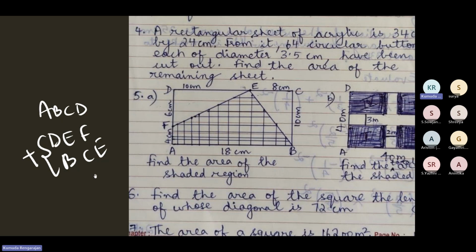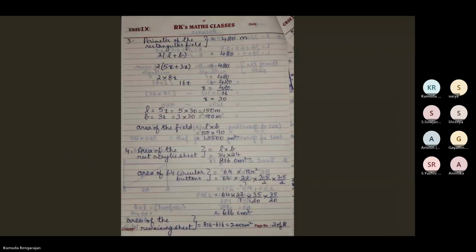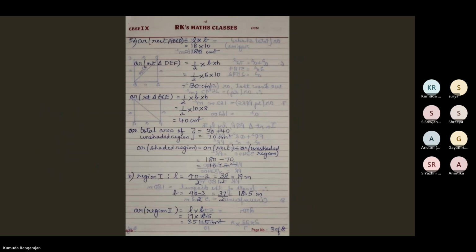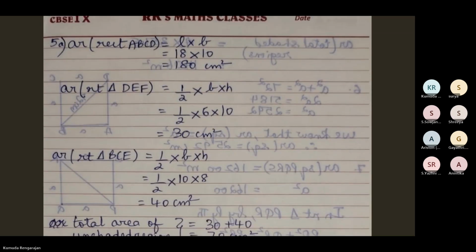Children, what's the area of the rectangle ABCD? 180 centimeters square, ma'am. 180. Very good. What is the area of the triangle DEF? 30 centimeters square. Correct. Area of triangle BCE? Still working on it, ma'am. Okay. Is it 40 centimeters square? Correct.